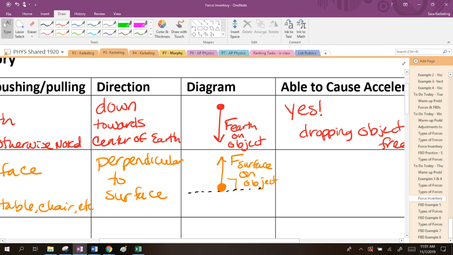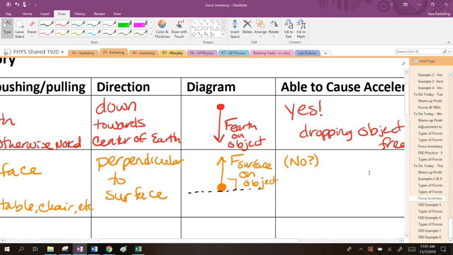That next column says, is it able to cause acceleration? That's the gut feeling, right? We're going to put it in parentheses with a little question mark right now. Spoiler alert, we'll change it later, okay? But for right now, you can go ahead and say no, because it doesn't feel like it's going to, but just be patient, okay?